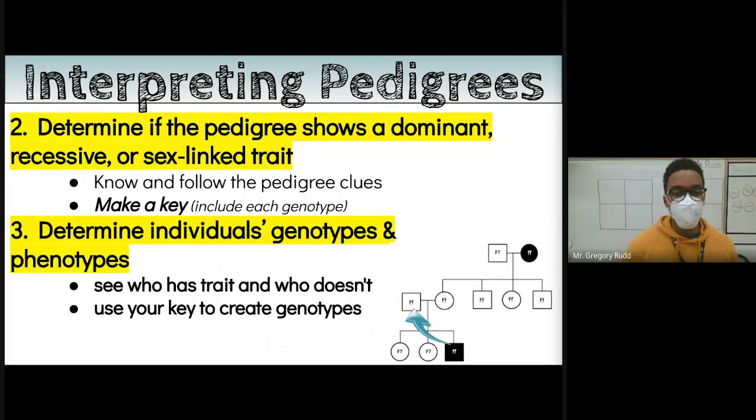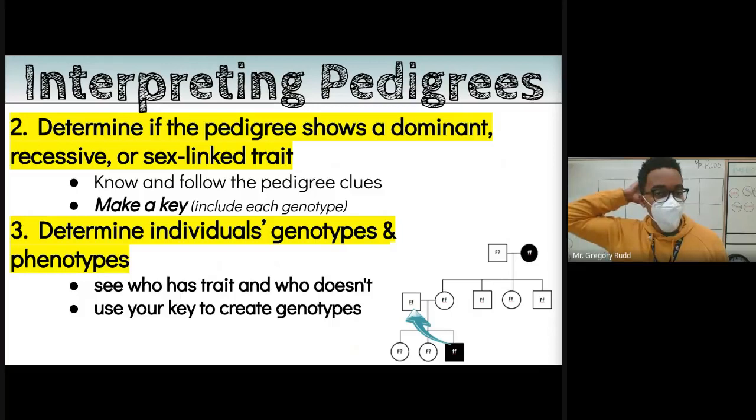Okay. So once you've labeled your individuals and you have a feel for how they are related to one another and who is affected, then we want to actually determine what kind of trait the pedigree is showing. So you want to determine if the pedigree shows a dominant, recessive, or sex-linked trait. There are some specific clues that we're going to follow to make this easier, and we'll talk about those clues over the next few slides.